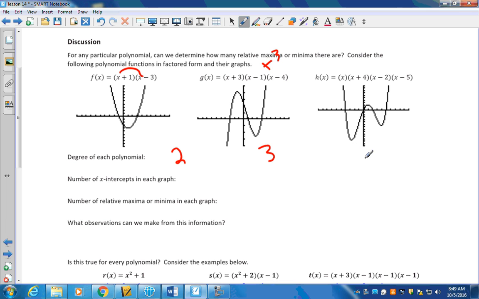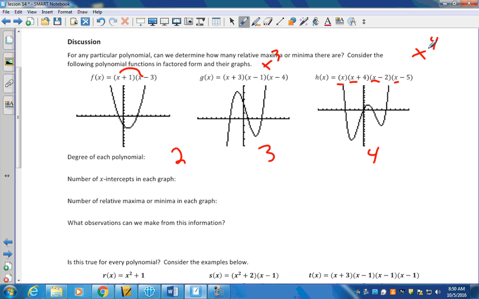What's the degree of this polynomial? 4. If you multiply all those first terms together, you would get x to the fourth, and that would be a fourth degree polynomial. Notice the graphs are consistent with what we talked about yesterday. This is an even one, this is an odd, this is even. Just the shape of the graphs makes sense, okay?